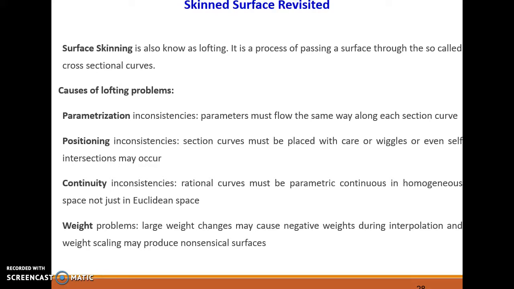Rational curves must be parametric continuous in homogeneous space, not just in Euclidean space. So when we build up the rational curve, they should all be parametric continuous in the homogeneous space. Next is weight problems. Large weight changes may cause negative weights during interpolation, and weight scaling may produce nonsensical surfaces. So we know that even though all the weights are positive, large weight changes may cause negative weights during interpolation.